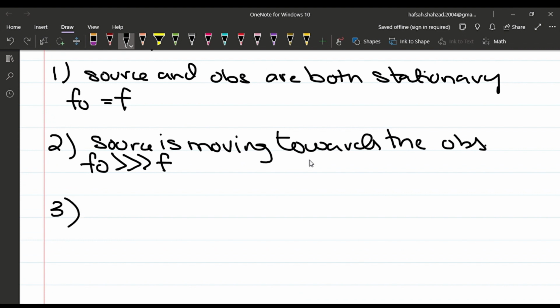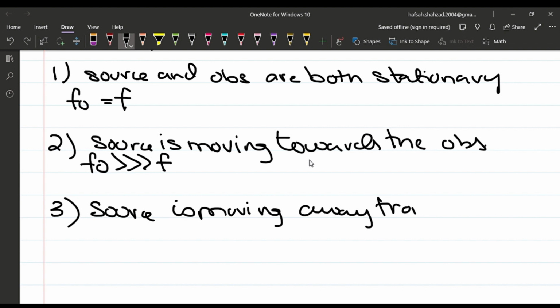And the third case is the opposite, when the source is moving away from the observer. In this case, f0, the observed frequency, would be less than the actual frequency, which means the frequency I would be hearing would be lower than the frequency given off by the horn that the van driver is blasting, right?